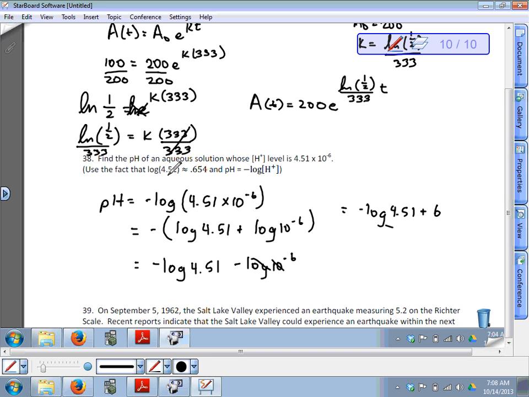Now here it says log base 10 of 4.51 is approximately equal to 0.654. So we have negative 0.654 plus 6. If we combine these, we're going to get 5.346. That's the approximate measurement on the pH scale.